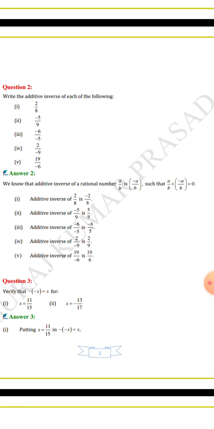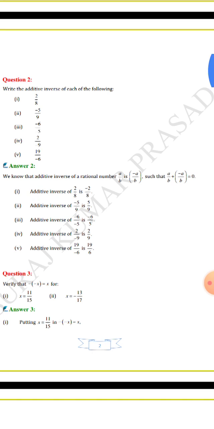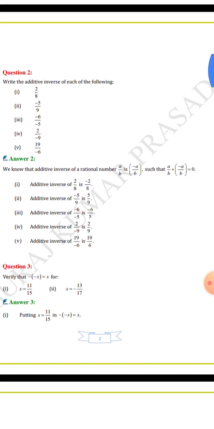Third one, -6 divided by -5. Additive inverse of... -5/9 is 5/9. Fourth one, 2/-9. The additive inverse of 2/-9 is 2/9. Fifth one, 19/-6. The additive inverse of 19/-6 is 19/6.